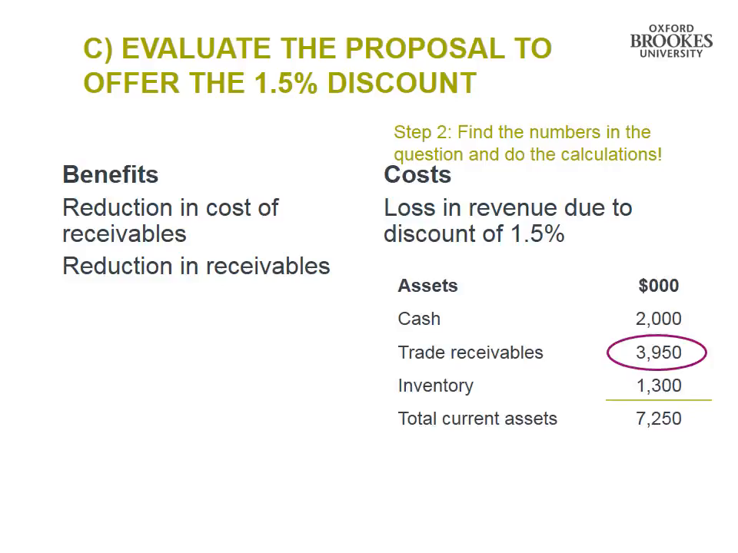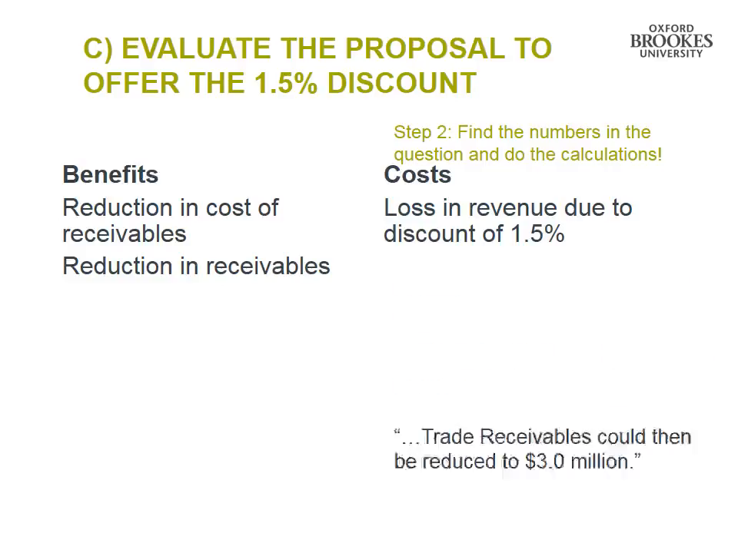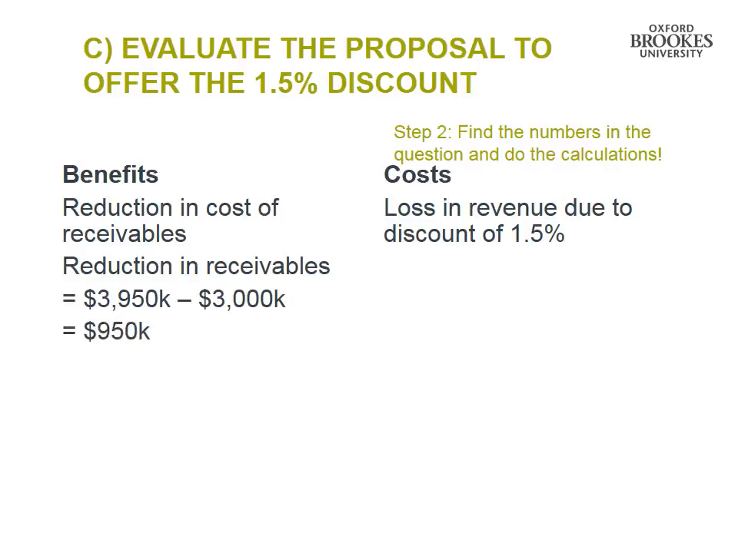The 3,950 is the trade receivables, so that's our starting point. Now, what does our proposal aim to do? Trade receivables could then be reduced to $3 million. Aha! So there we've got the numbers. Starting point, end point. So we can pop those in, subtract those two, and we get a reduction in receivables of 950k. Now that we have not finished yet.